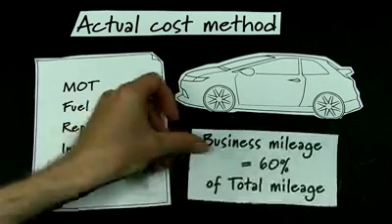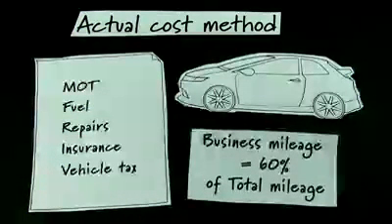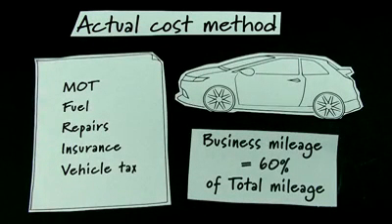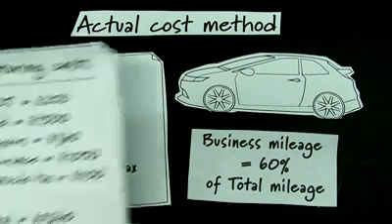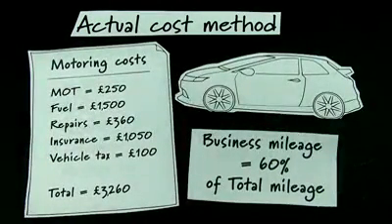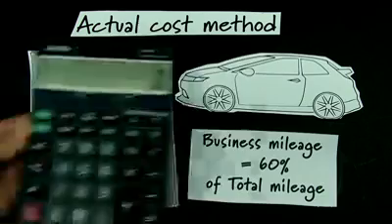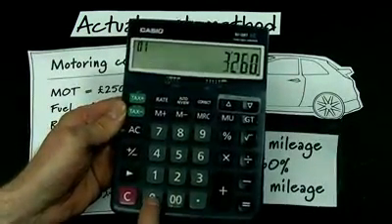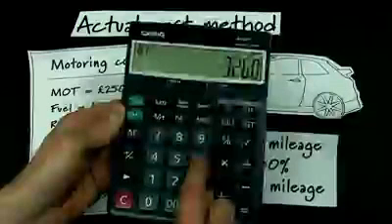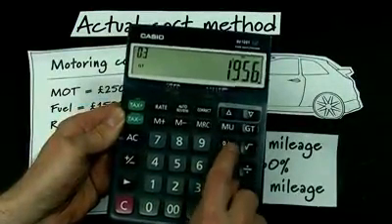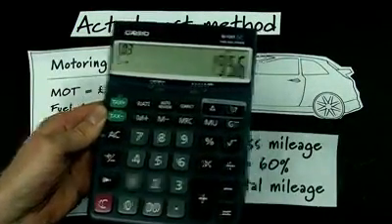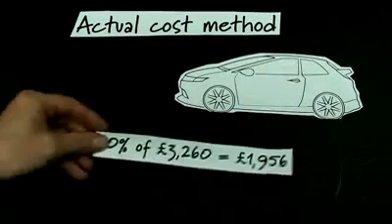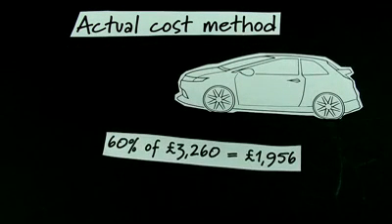He works out that during his accounting period, 60% of his vehicle's mileage related to his business. He then adds up his motoring costs. He then needs to work out the amount represented by 60% of these costs, since 60% of his car use is for his business. As you can see, the total he can claim for with the actual cost method is £1,956.